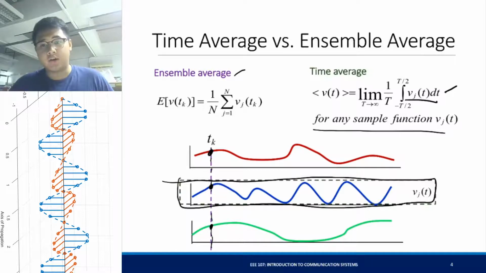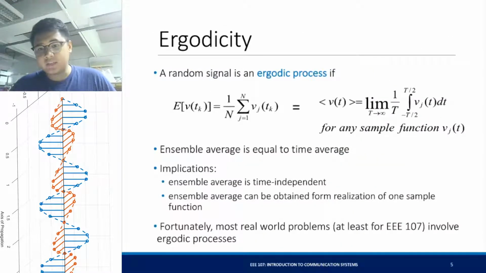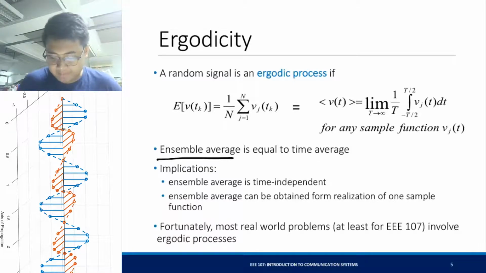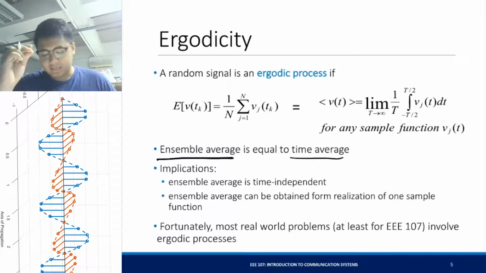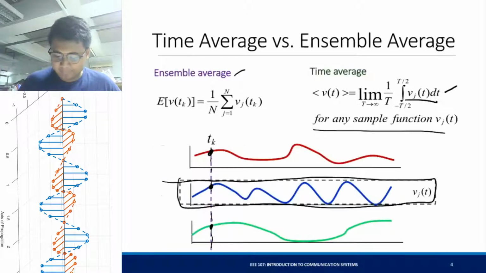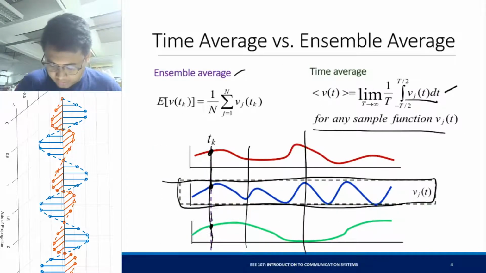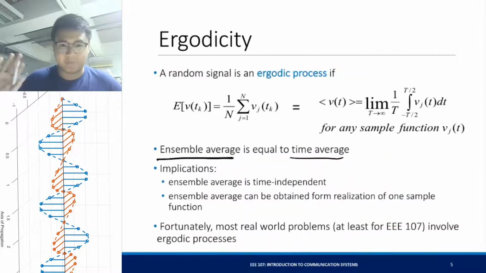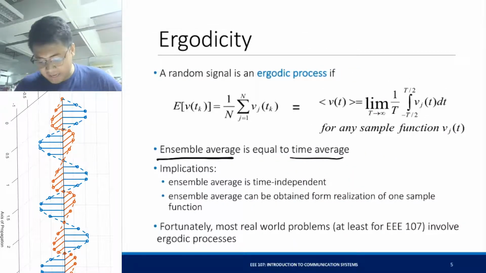What's the significance of these two averages? We can say that a signal is ergodic based on their time and ensemble averages. A random signal is ergodic if the ensemble average is equal to the time average. What is the implication of an ergodic signal? It means that the ensemble average is time independent. If we get the average of the signal here, or here, or here, and the signal is ergodic, then the mean of the signal is still the same, not necessarily the other statistical properties. So the ensemble average can be obtained from the realization of one sample function only.